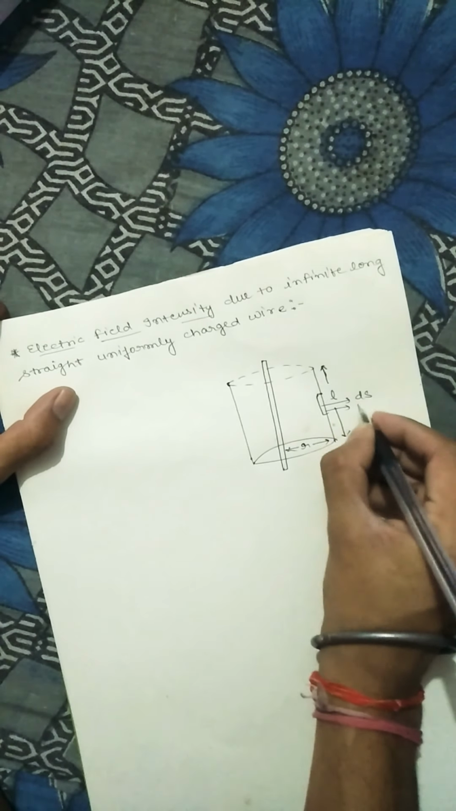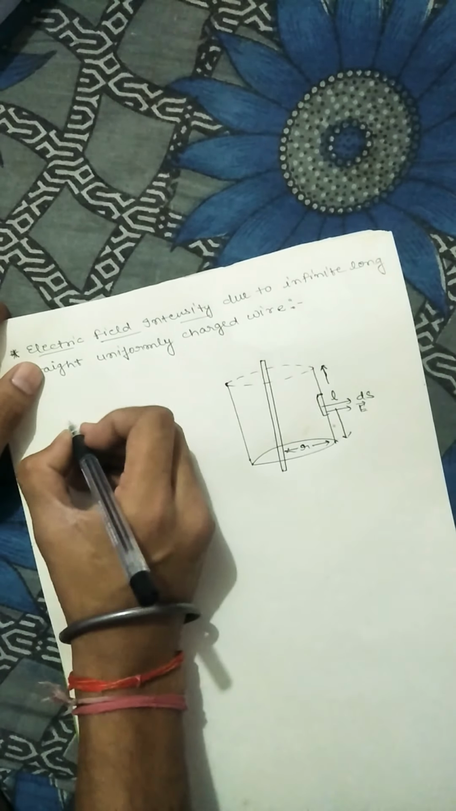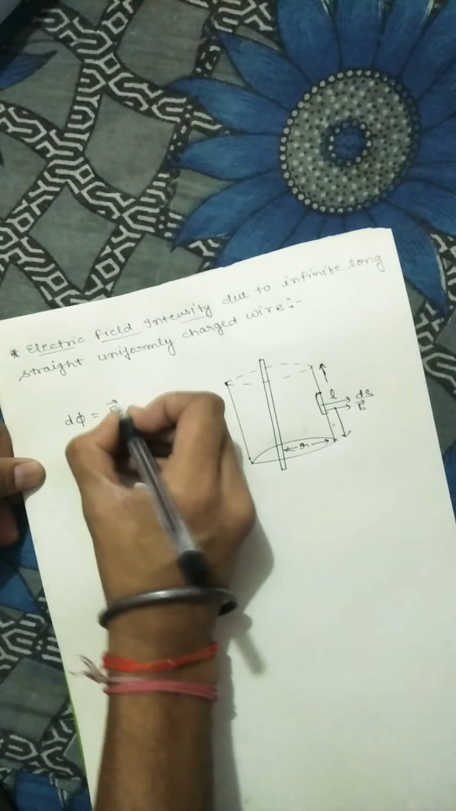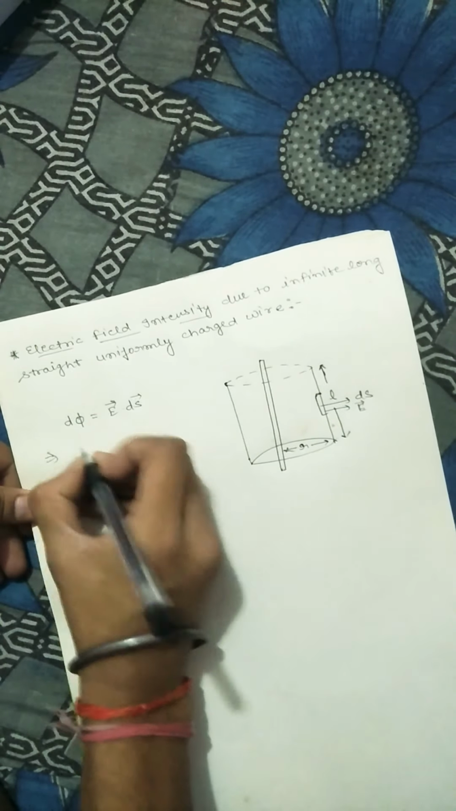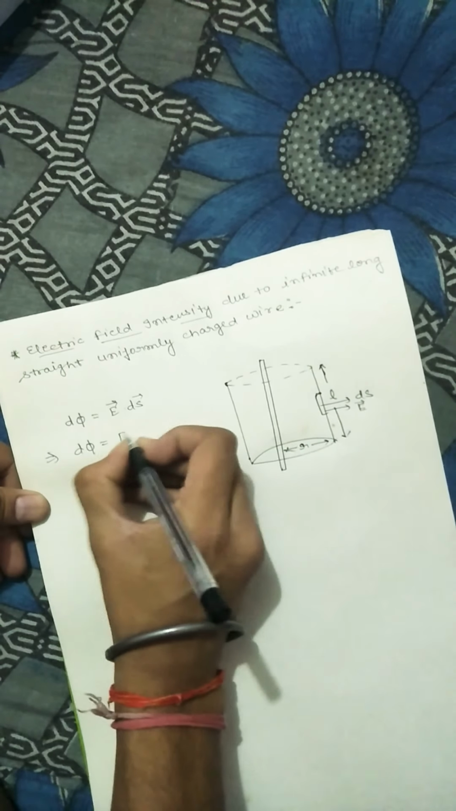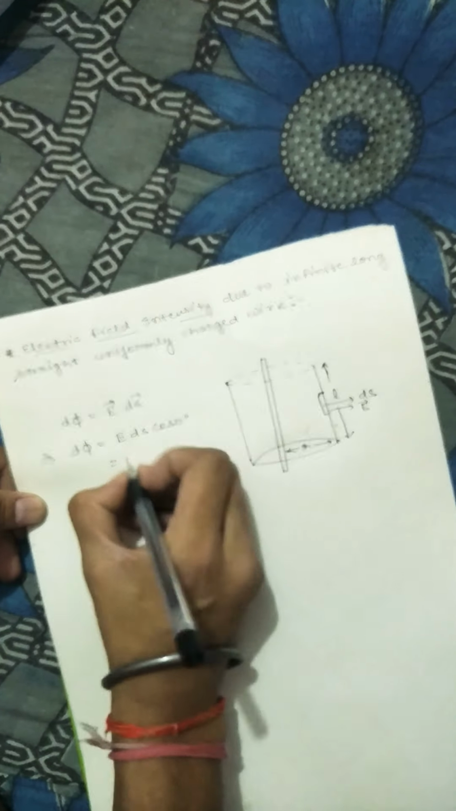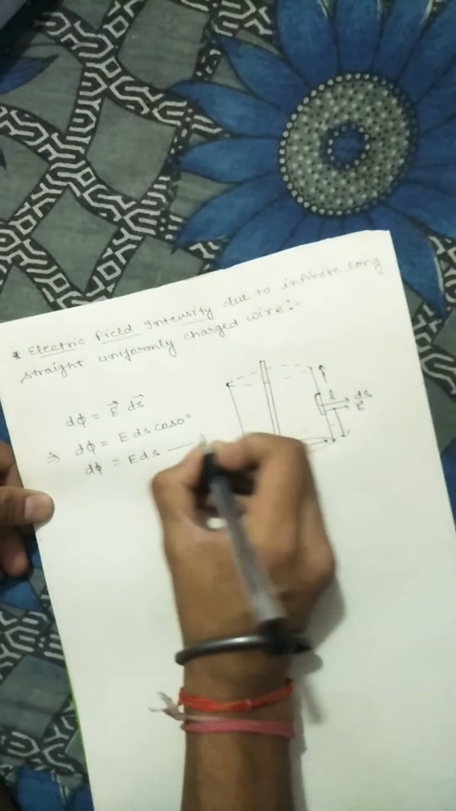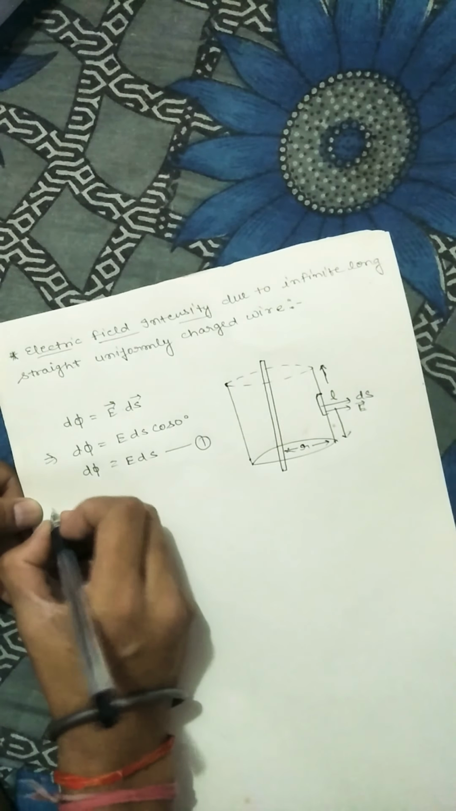in which the electric field intensity is working outward, that is E. Then the electric flux may be given as d phi is equal to E dot ds, as we know, and it may be written as d phi is equal to E ds cos 0 degree. This can be written as E ds. This is equation number 1. Moving further, what would be the total electric flux?